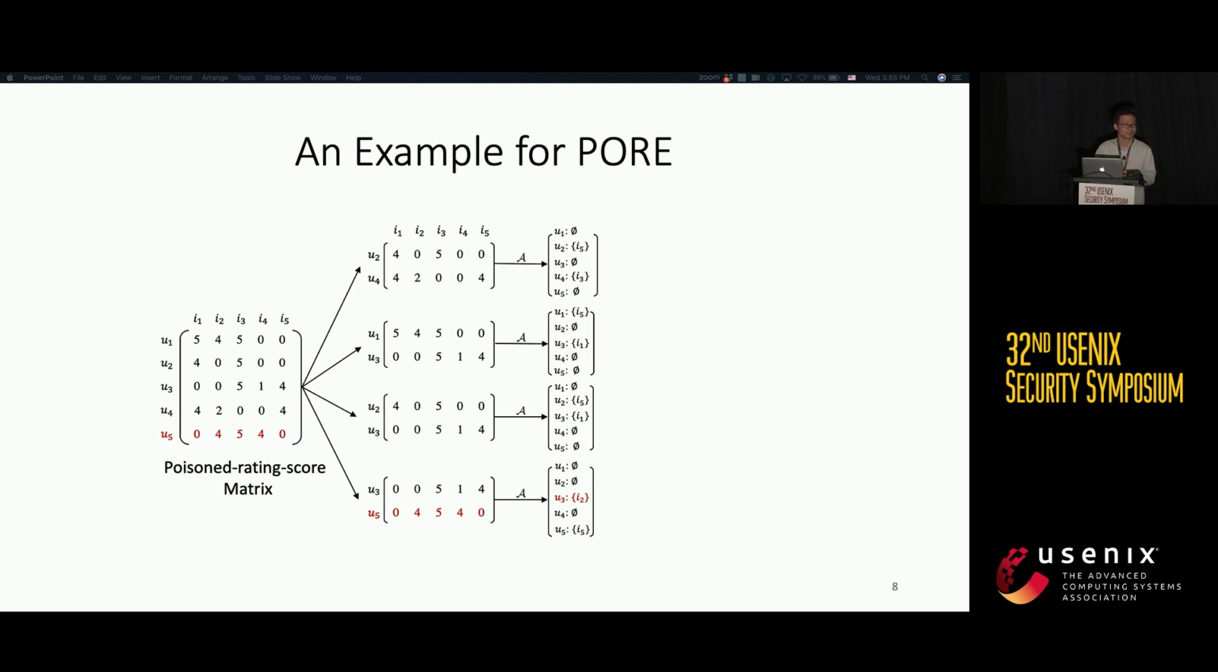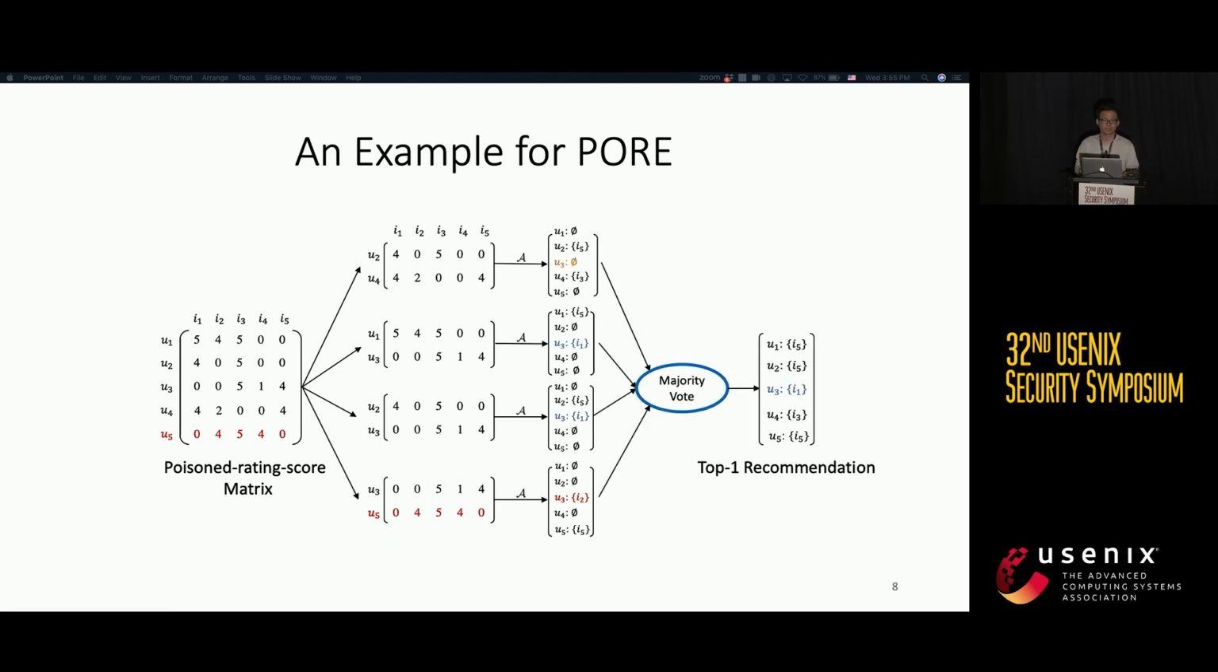We repeat this operation multiple times. As we can see, the last base recommender system contains a fake user U5. As a result, the recommended item for a non-fake user or benign user U3 is affected.